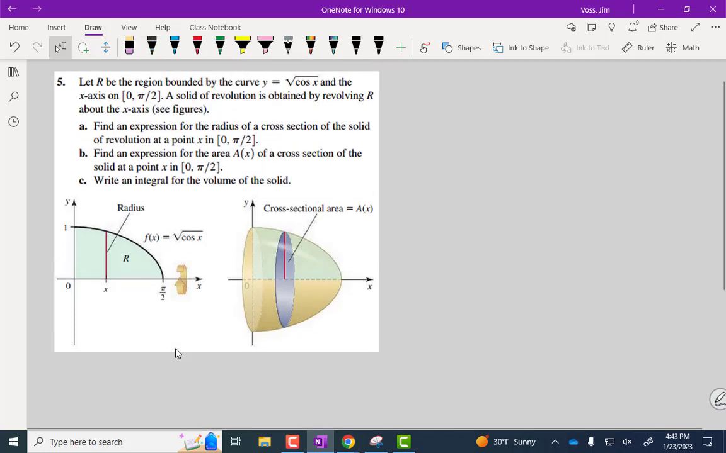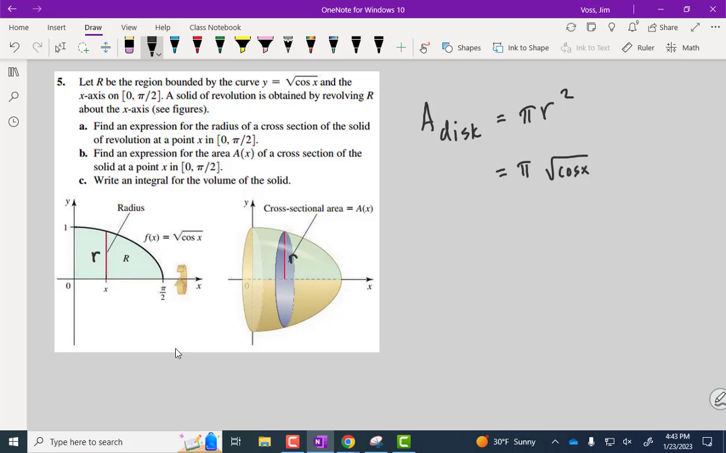So this tells us that our curve that we're rotating is root x. That's going to act like the radius of this disk over here. And what is the area of a disk? Pi r squared. The radius is root cosine. And then we square it.